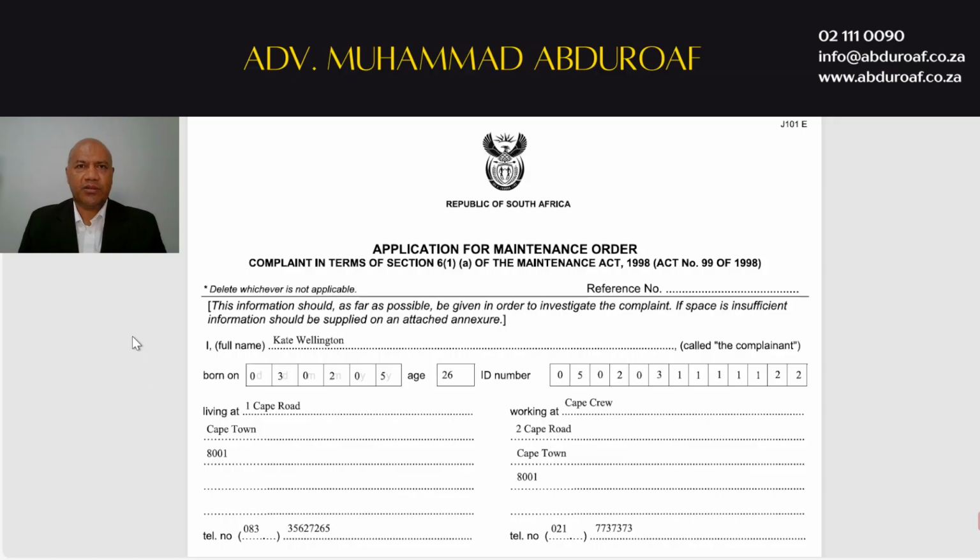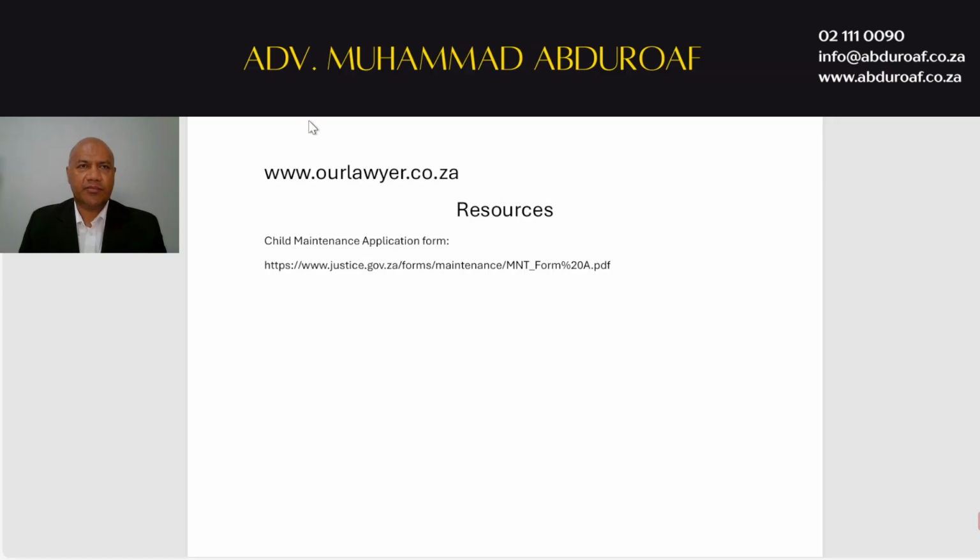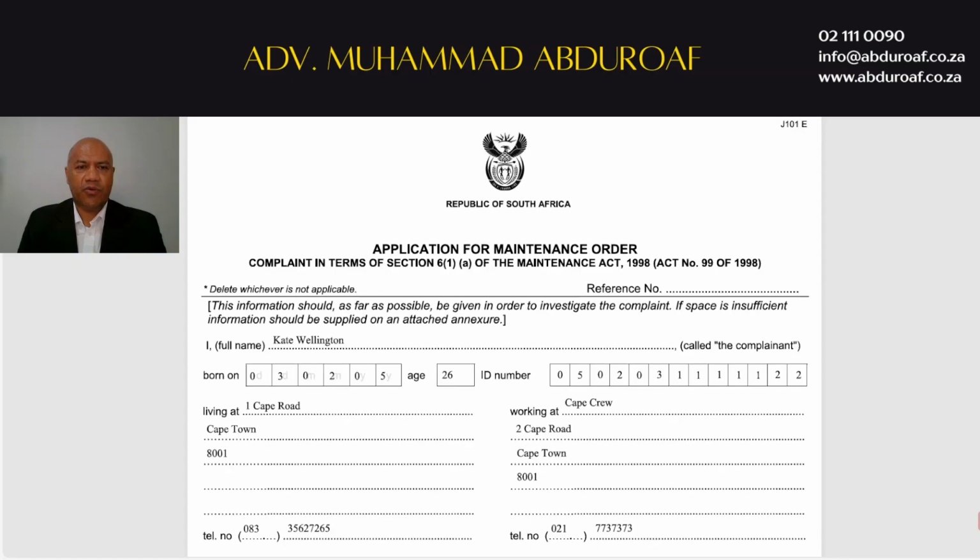This form is obtainable from the government website in front of your screen. After you have downloaded the form, you obviously have to complete it and take it to the maintenance court. The maintenance court dealing with your matter could either be the one where you reside in your area of magisterial jurisdiction or in the area where you work. You have a choice. Obviously, the one more convenient to you should be the one that you make use of.